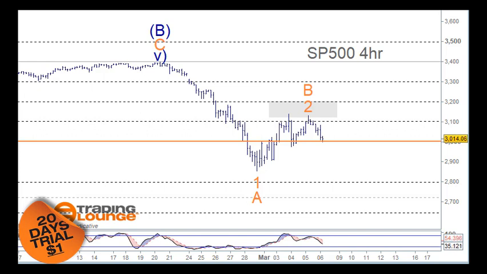So we had seen this first move down through here, and that can be counted as 3 waves or it can be counted as 5 waves. So we're just going to leave that open for the time being. So we're focused on this particular rally here.